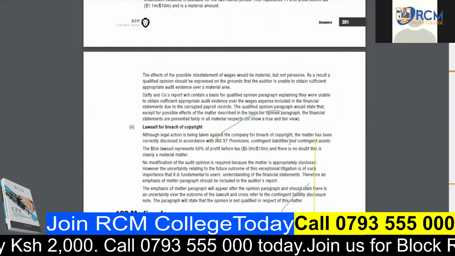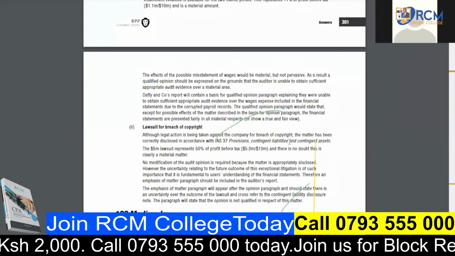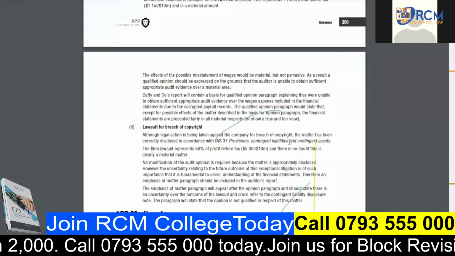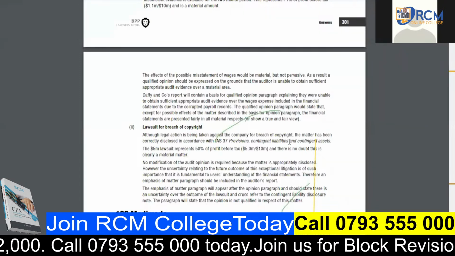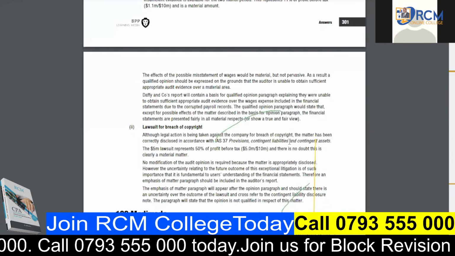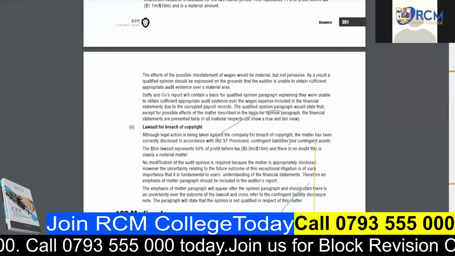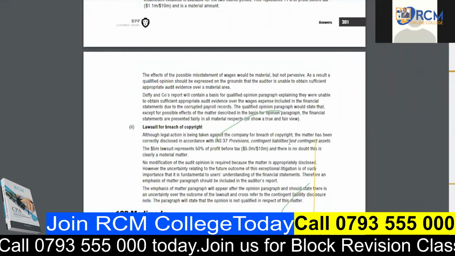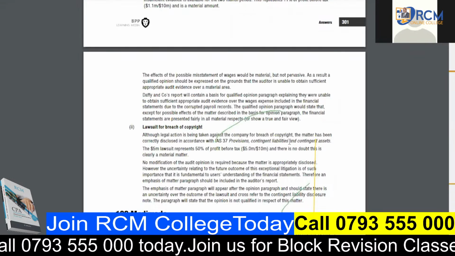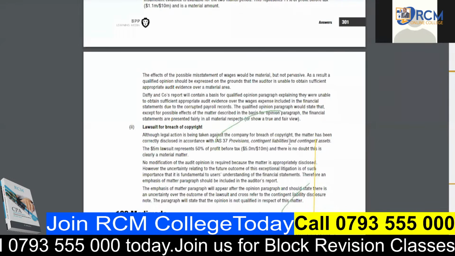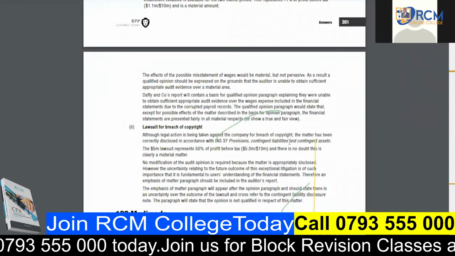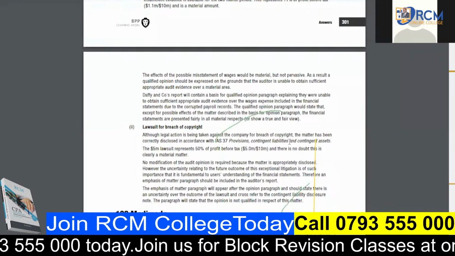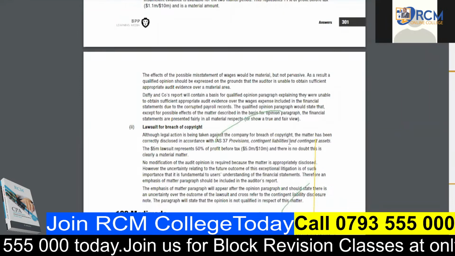However, the uncertainty relating to the future outcome of this exceptional litigation is of such importance that it is fundamental to the users' understanding of the financial statements. Therefore, an emphasis of matter paragraph should be included in the auditor's report. The EOM paragraph will appear after the opinion paragraph and should state there is an uncertainty over the outcome of the lawsuit and cross-refer to the contingent liability disclosure note. The paragraph will state the opinion is not qualified in respect of this matter.